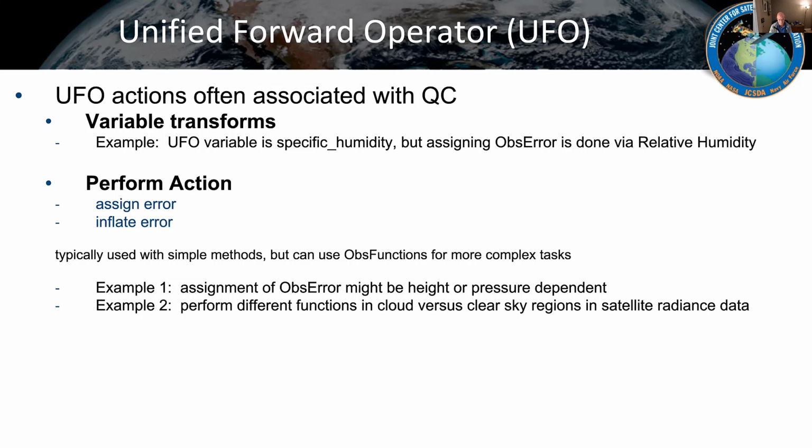Rather importantly, rather than that blacklist filter or bounds check or other named filters, there's now a very highly specialized filter name of perform action, because some of these filters are not really filtering data. They are performing actions. They're assigning observational error. They're inflating observational error. So typically used with simple methods for a lot of these steps, but you can also do much more complex things using these OBS functions. And we didn't spend any great time on that in any of the talks yesterday, though Ryan or Fabio mentioned them. So I have an example one where the assignment of the OBS error might be height or pressure dependent. I'm going to show a plot of that, or perform different functions in cloudy versus clear sky regions, for example, in satellite radiance data.